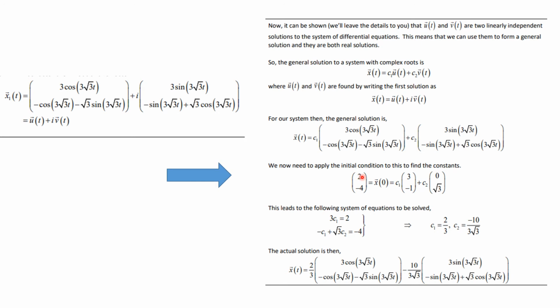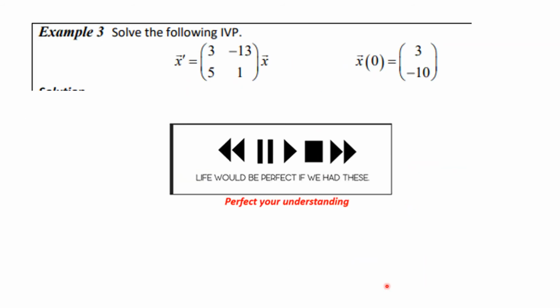And now we're going to apply our initial conditions that were way back at the beginning of the problem to this. And we'll get two equations and two unknowns, and we can solve for what these coefficients are. And so C1 is 2/3, and C2 is minus 10 over 3 root 3. And so the actual solution then is given this way. It is the sum of those two with the coefficients as indicated. Neat, huh?